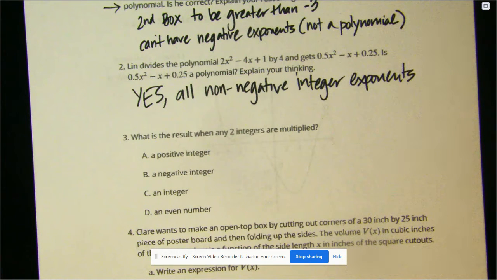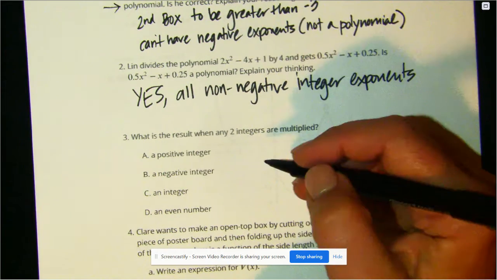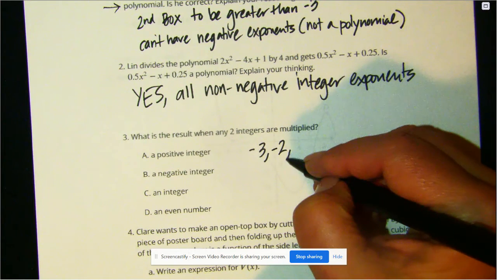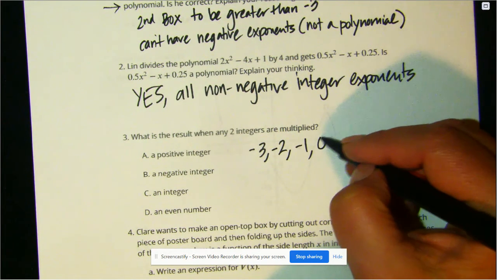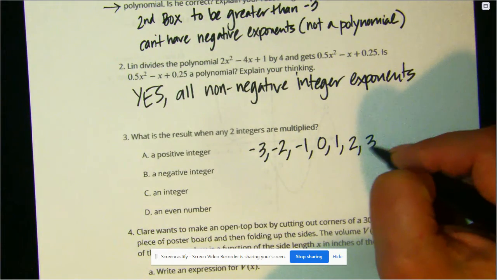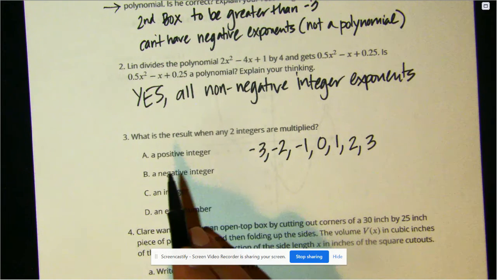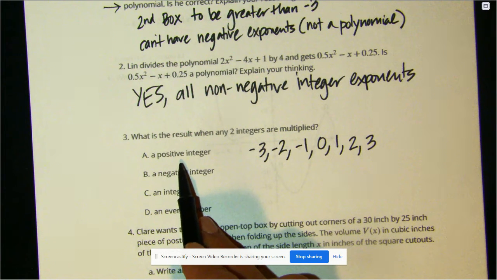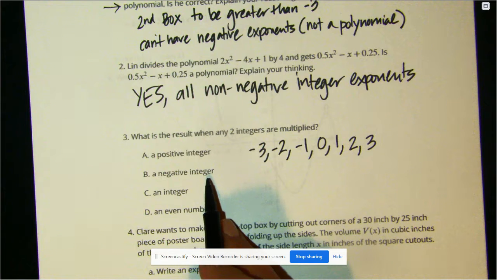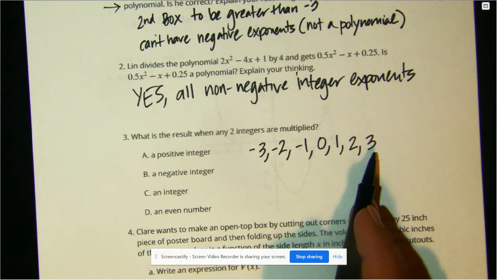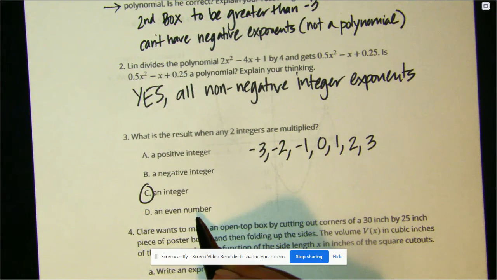Number 3, what is the result when any two integers are multiplied? So they don't put any stipulation on what kind of integers. Integers are your positive and negative whole numbers. So -3, -2, -1, 0, 1, 2, 3. When I multiply any two of those, am I going to necessarily get a positive? Not necessarily. A negative? Not necessarily. Am I going to get another integer if I take a whole number times another whole number? Yes. Even? Not necessarily. But for sure, I'm going to get an integer.